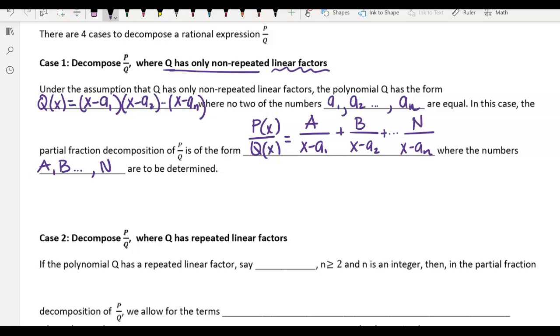Okay, we're going to go to example 1, example 2b, and then we'll come back and fill in the cases 2, 3, and 4, okay? So go ahead and find example 1.